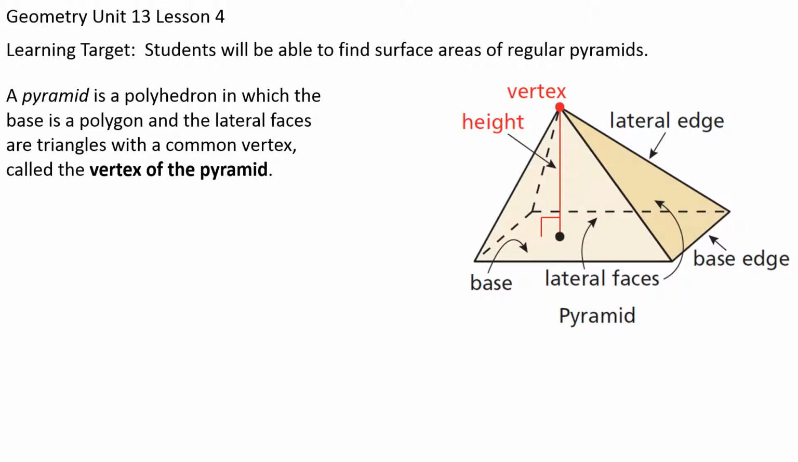And again, we're looking at a three-dimensional solid. It's a polyhedron. It's got a polygon for a base, and it's got triangles for sides. So the lateral faces are all triangles. Notice that the height goes from the base to the vertex, and it's got to be perpendicular to the base. The vertex is the fancy name for the point at the top of the pyramid.